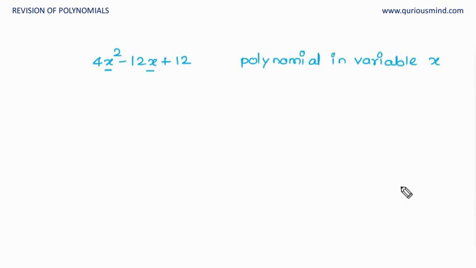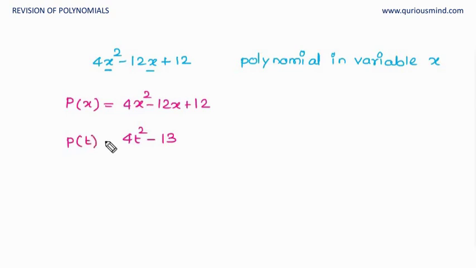And it is also represented as p(x). So we call p(x) is equal to 4x² − 12x + 12, a polynomial in x. If I have 4t² − 13, I will call this a polynomial in t, p(t). This is a polynomial in t. So these are polynomials in one variable, and we can represent them as p of x or p of t, whatever is the variable we are using.